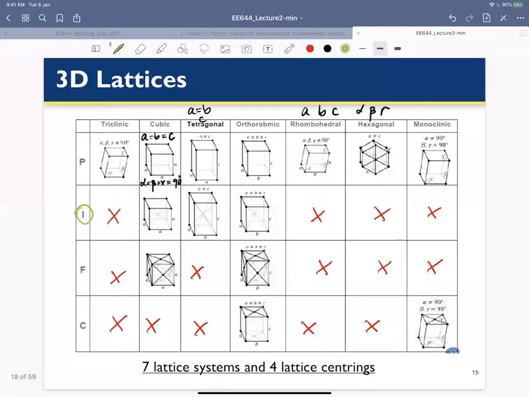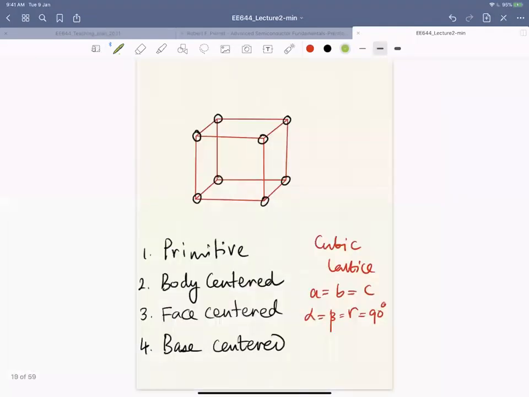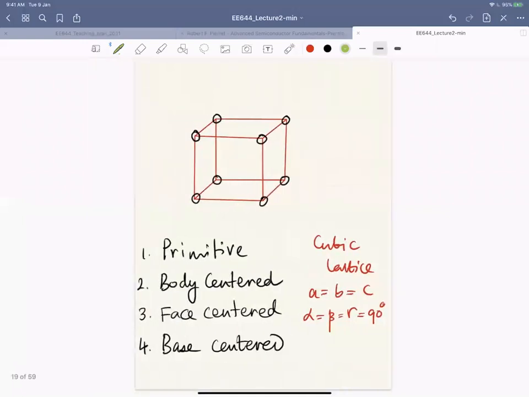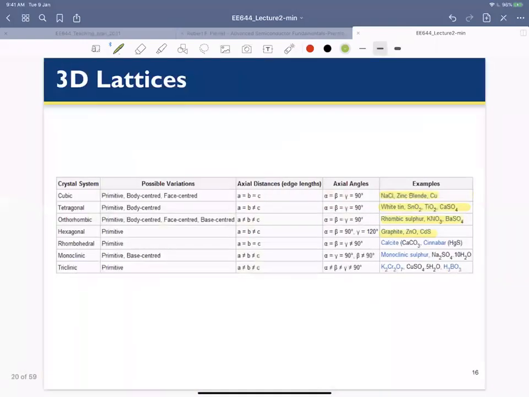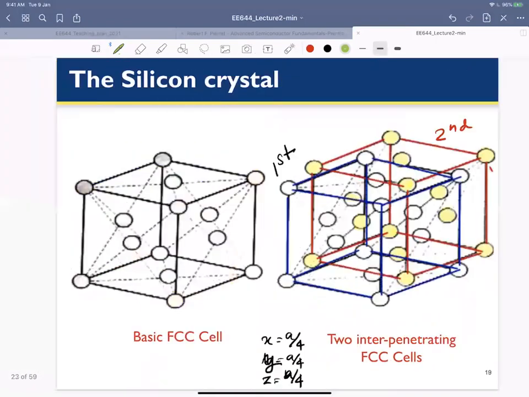And similarly the C stands for base centered lattice. Okay. Anybody? All right. If there are no questions.